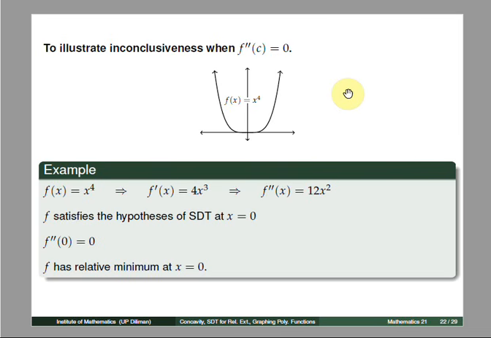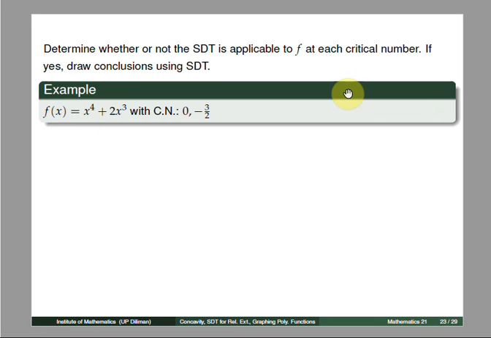Let us continue with some examples where we apply the second derivative test. In the next examples, we want to determine whether or not the second derivative test is applicable to f at each critical number. This means we only need to check that f double prime exists and f prime at that critical number is 0. If yes, we draw conclusions using the theorem. Our first example is f of x equals x to the fourth plus 2x cubed, with critical numbers 0 and negative 3 halves. You can pause the video and try to solve for the first and the second derivative of this function.